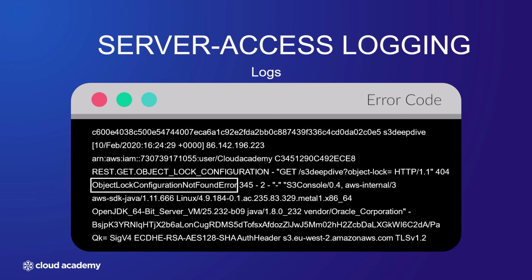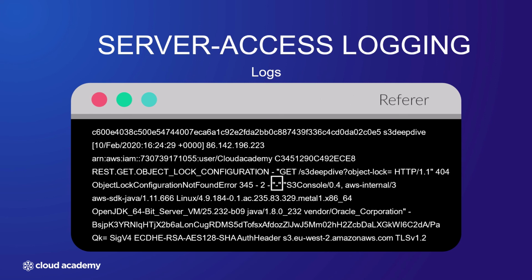HTTP status. This displays the HTTP status returned from the request as a numeric value. Error code. If an error was experienced, then S3 will return the error code received. Bytes sent, the number of bytes sent as a response. Object size, which is the size of the object in question in the request. Total time, measured in milliseconds. It represents how long the request took from receiving the request to the last byte of sending a response. Turnaround time, this shows how long it took S3 to process the request.